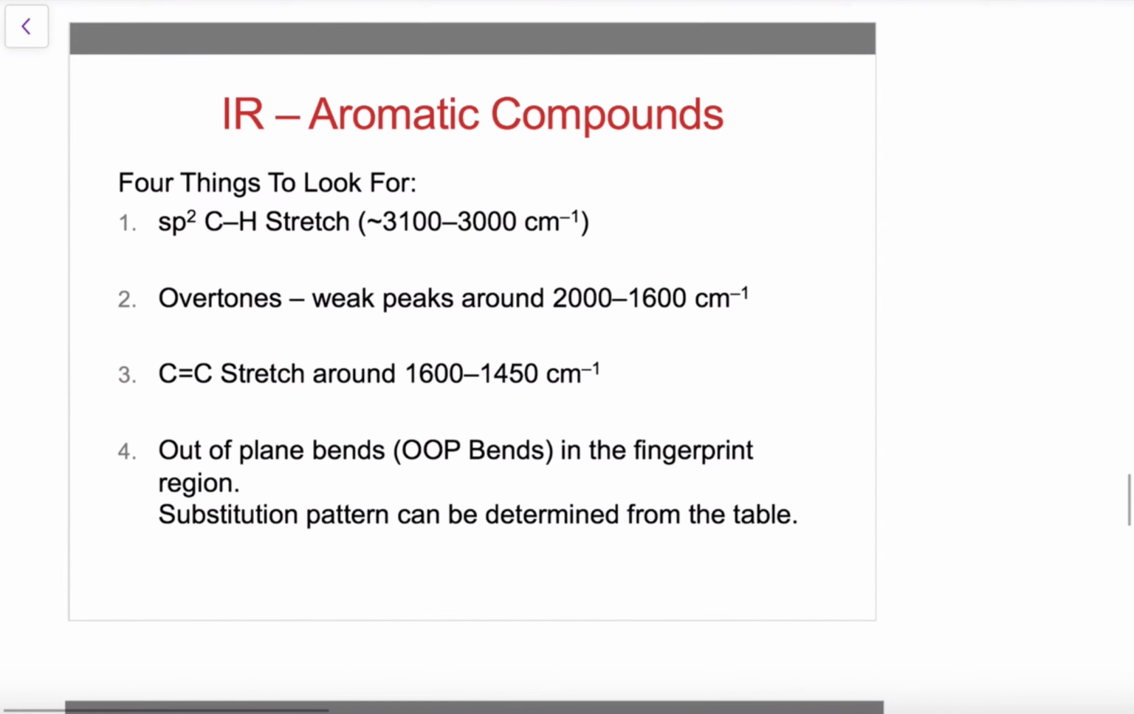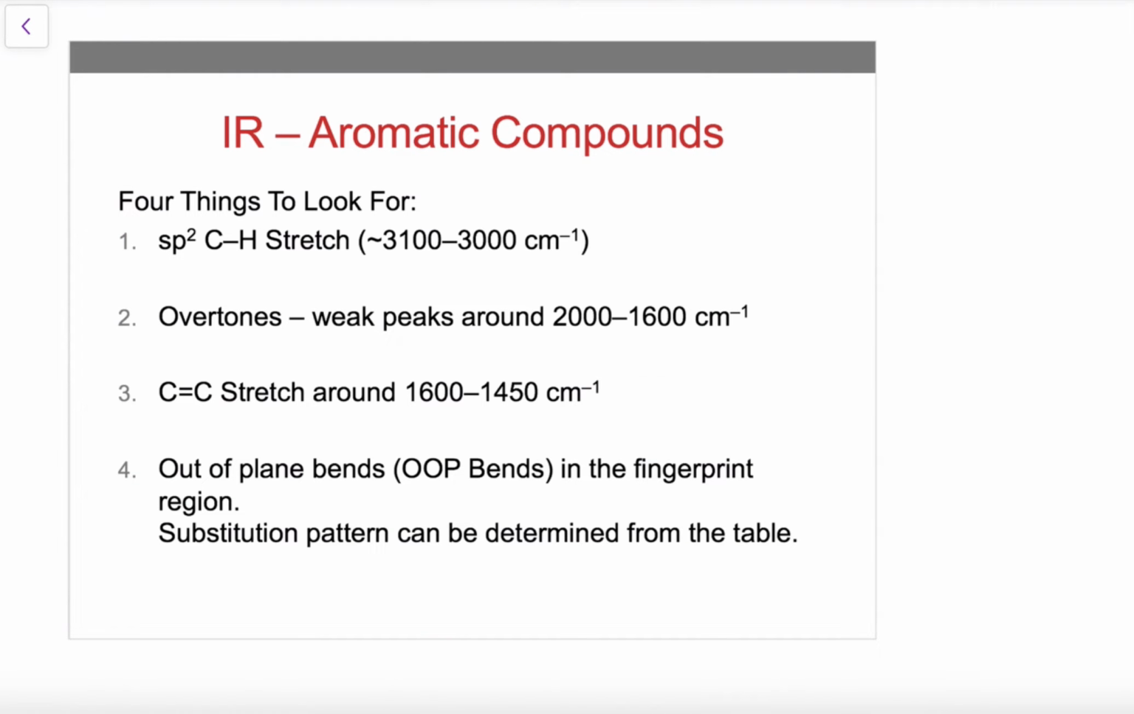Now, for aromatic compounds, when we're looking at the IR spectrum, there are typically 4 things to look for. So first, we want to look for an sp2 CH stretch, which will be to the left of 3000. We want to look for overtones, which are going to be weak peaks at the top of the spectrum around 2000 to 1600. You want to look for the carbon-carbon double bond stretch. And then we want to look for out-of-plane bends, also abbreviated as OOP bends, in the fingerprint region. Now, this will also help us determine the substitution pattern of the aromatic ring with that table we looked at earlier.